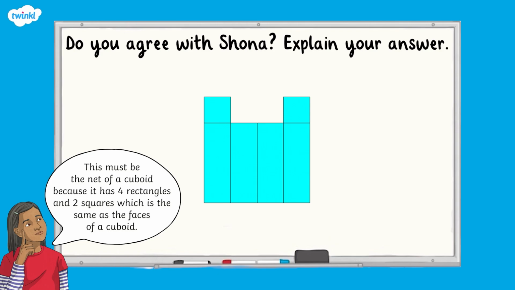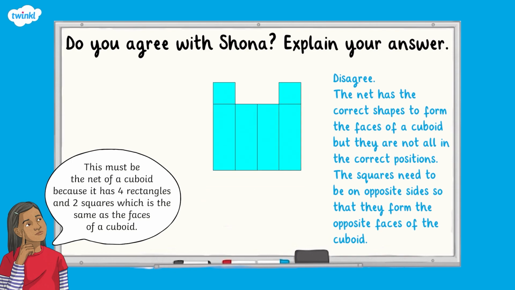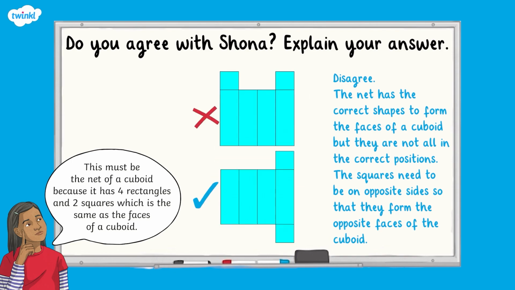What did you decide? The answer is disagree. Shona is incorrect, and this is not the net of a cuboid. The net has the correct shapes to form the faces of the cuboid, but they are not all in the correct positions. The squares need to be on opposite sides of the rectangles so that they form opposite faces of the cuboid. This is an example of what the net of a cuboid could look like. Well done if you got that question right.